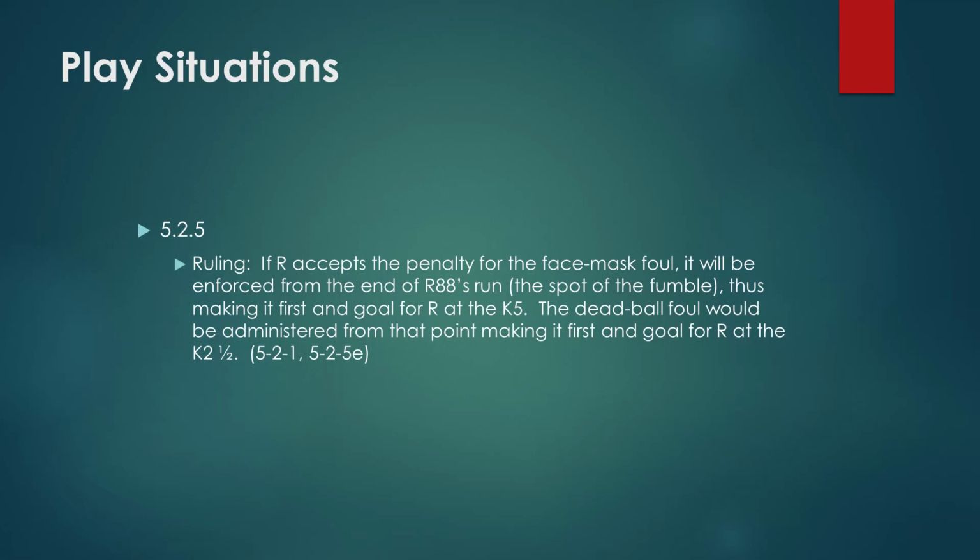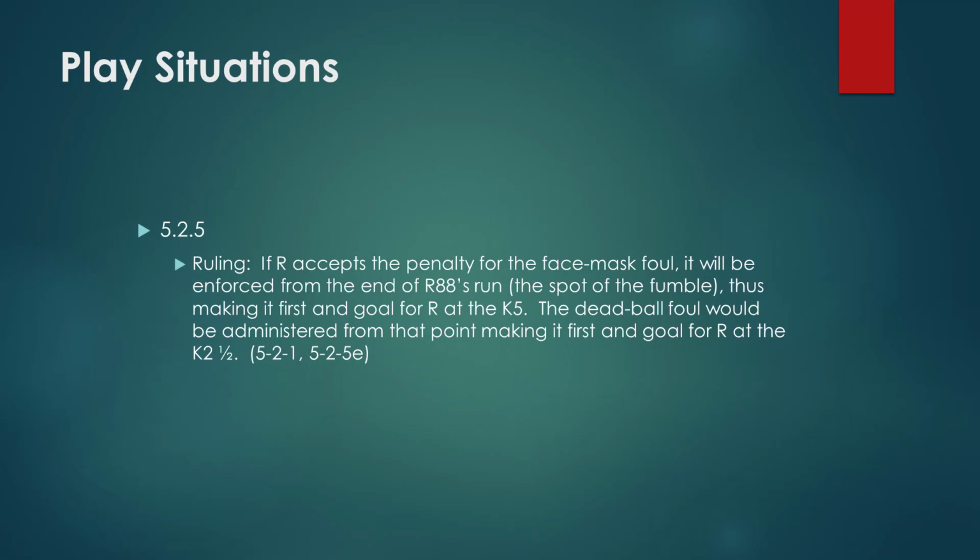In a case where the fumble is, say, at the K35 and Team R advances all the way to, say, the 4-yard line, they would decline the face mask foul because it can only be enforced from the spot of the fumble, and half the distance or a full 15 would not be as beneficial as the result of the play. So they would decline that and then accept the dead ball foul.